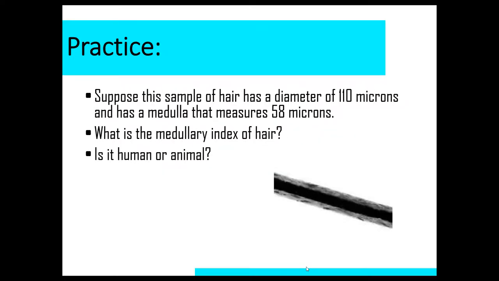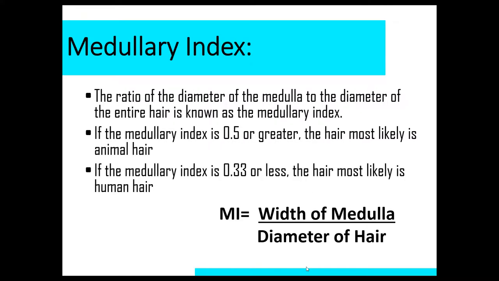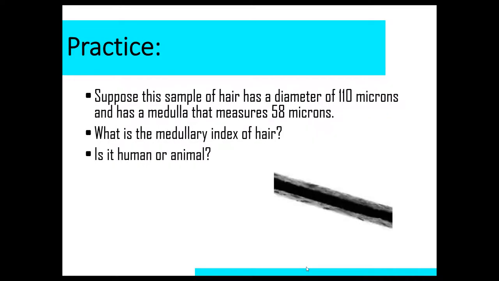All right, let's work one out together using this formula. So make sure you have the formula written down, width of the medulla divided by diameter of the hair. All right, so suppose this sample of hair has a diameter of 110 microns and has a medulla that measures 58 microns. If you're going to calculate the medullary index of the hair, you're going to have to remember to divide the width of the medulla by the diameter of the hair sample. So 58 divided by 110, if you calculate that, you would get 0.53.